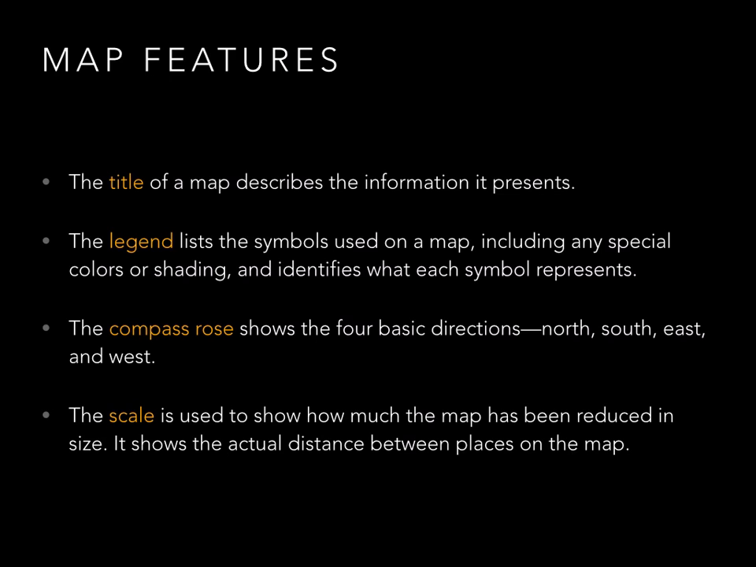You can also usually find a compass rose, which shows the four basic directions of north, south, east, and west. And there's also often a scale, which shows how much the map has been reduced in size. It shows the actual distance between places on the map.